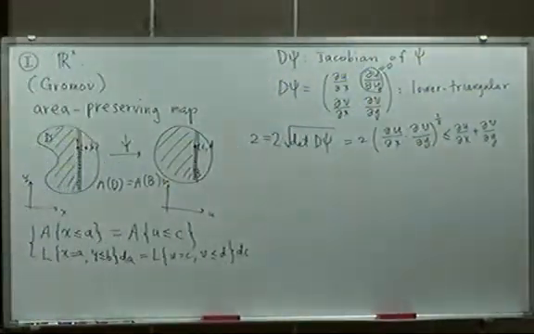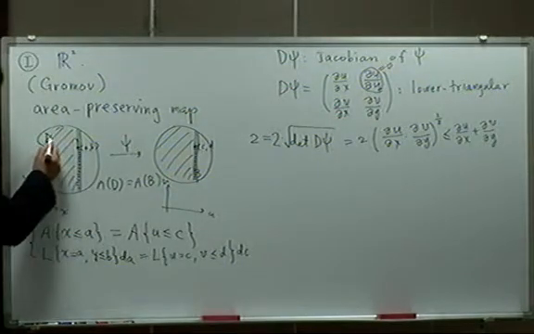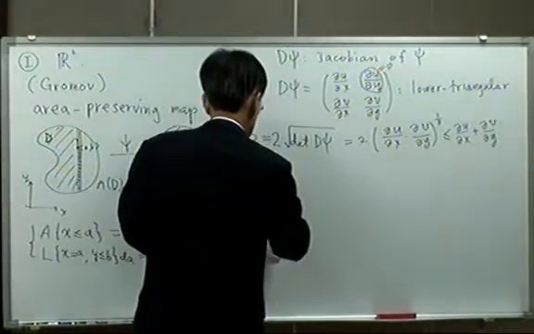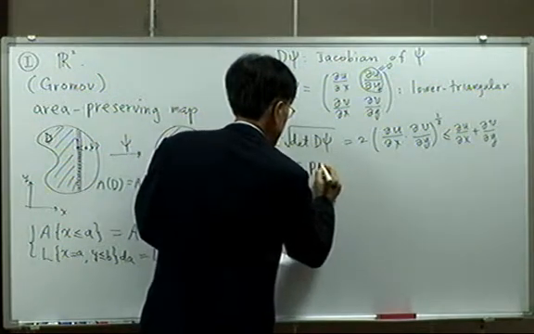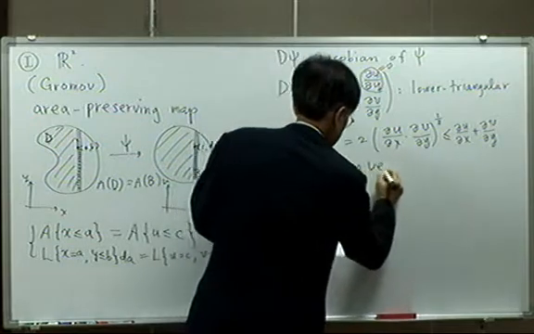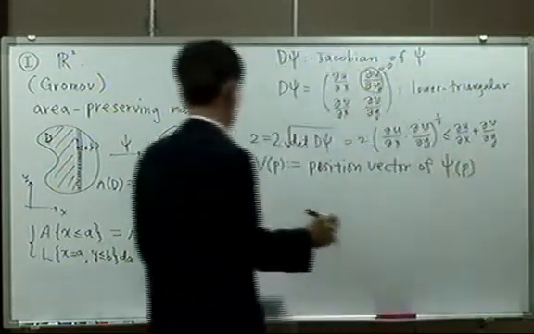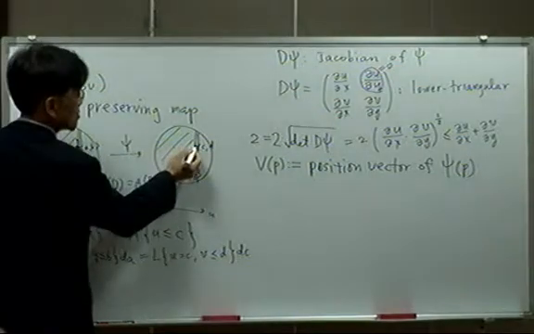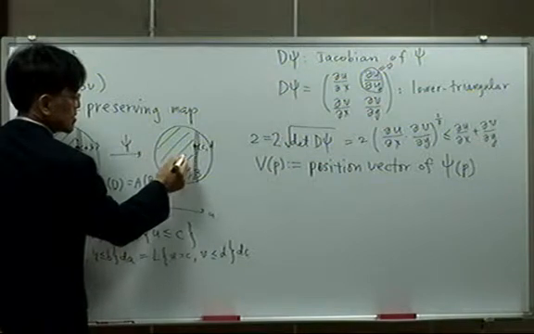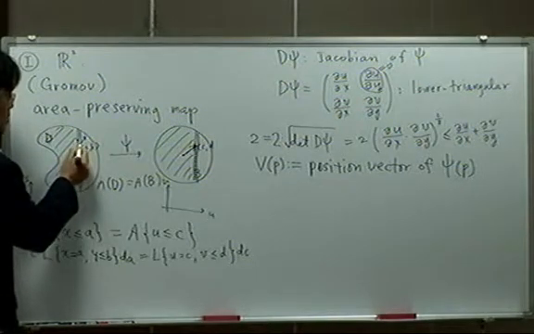Okay, so now let's introduce a vector field. I'm going to introduce a vector field on this domain D. Vector v at P is defined to be the position vector of psi P. So this point is mapped onto this point. The origin is here, so this is the position vector. So here we assign vector v pointing in this direction.